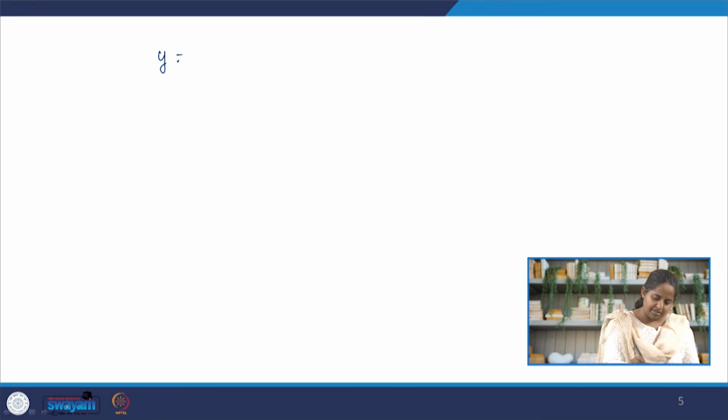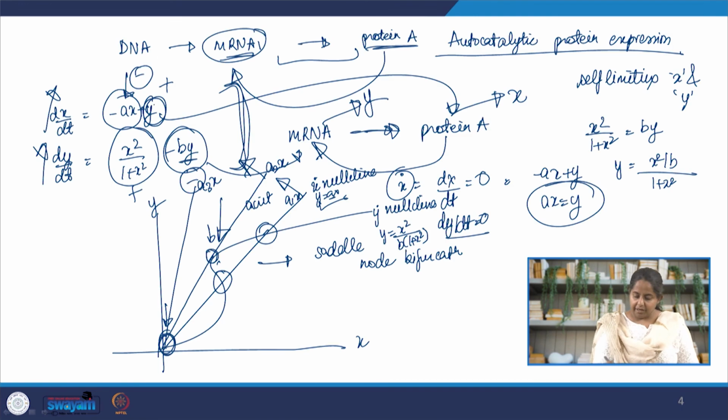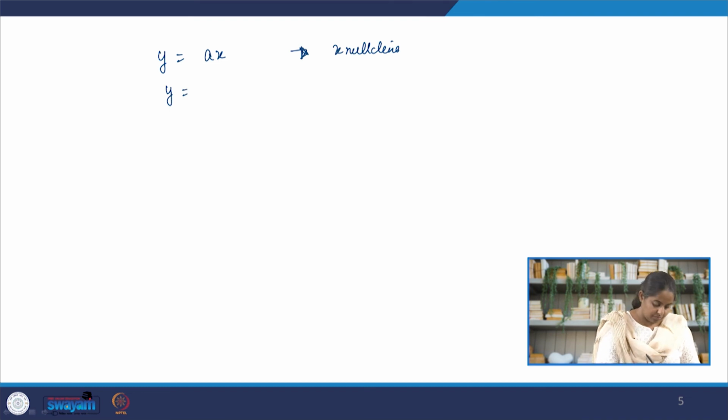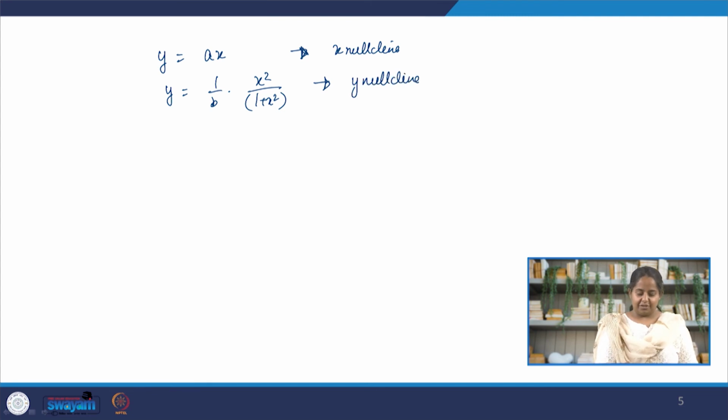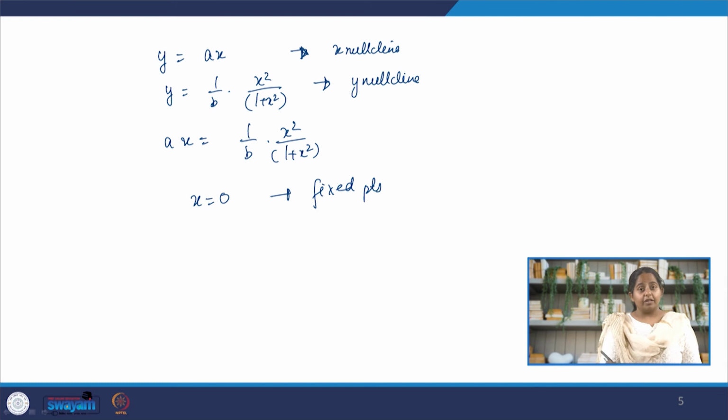So we have one nullcline given by y is equal to ax. This is our x nullcline. And then we have this system here, y is equal to 1 by b times x squared over 1 plus x squared, which is our y nullcline. At the intersection of these two, we have a fixed point. So for intersection, the y values would be equal. So we get ax is equal to 1 by b times x squared over 1 plus x squared. So clearly, x is equal to 0 is one of the fixed points, right? It's always going to be a fixed point.